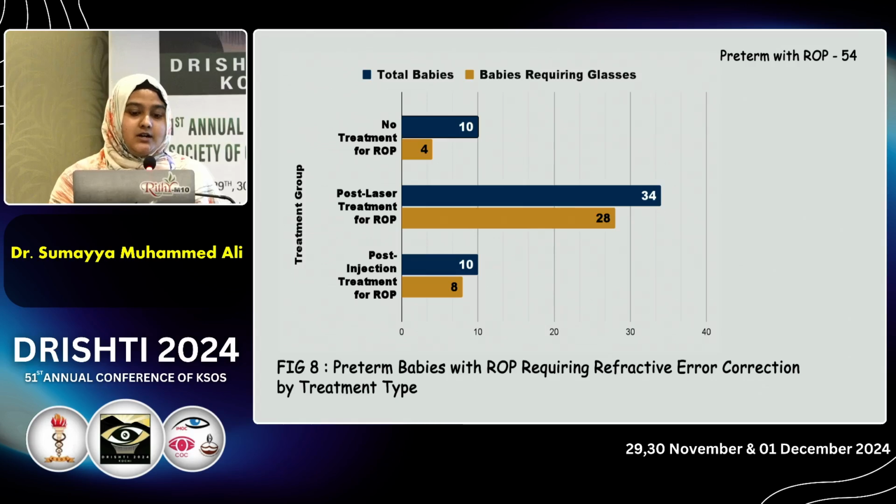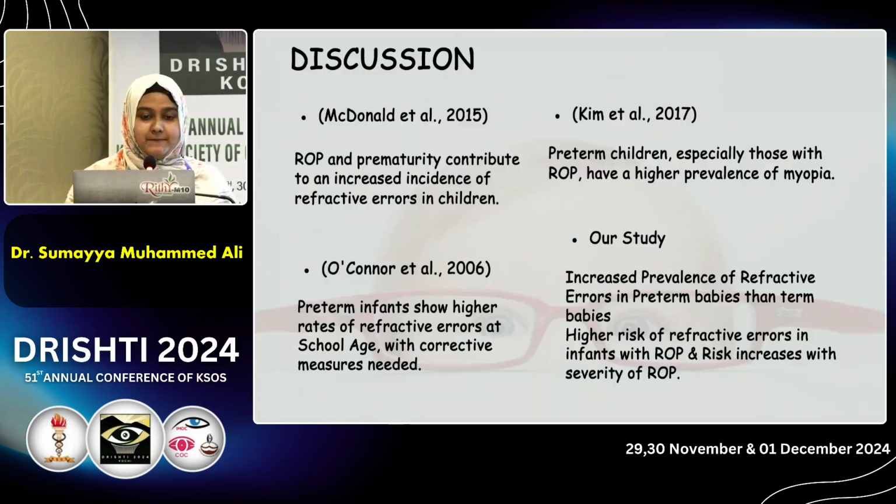These ROP babies' refractive correction is based on the treatment type. Out of 10 ROP babies who underwent no treatment, 4 required refractive correction. Out of 34 post-laser treatment ROP babies, 28 needed glasses, whereas out of 10 post-injection babies, 8 required glasses. This shows how the severity of refractive errors increases with the severity of ROP.